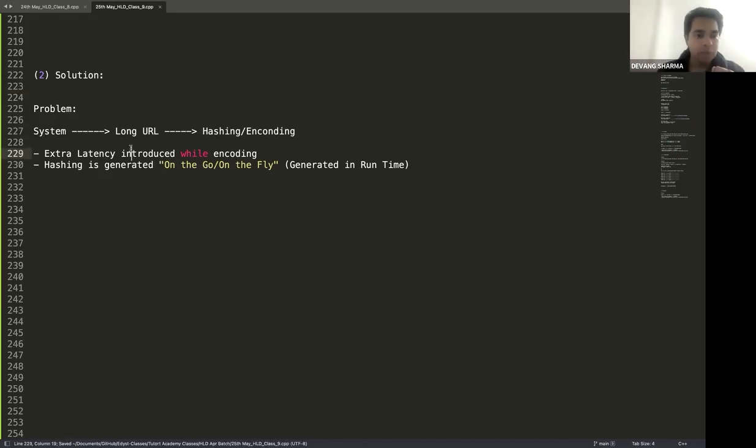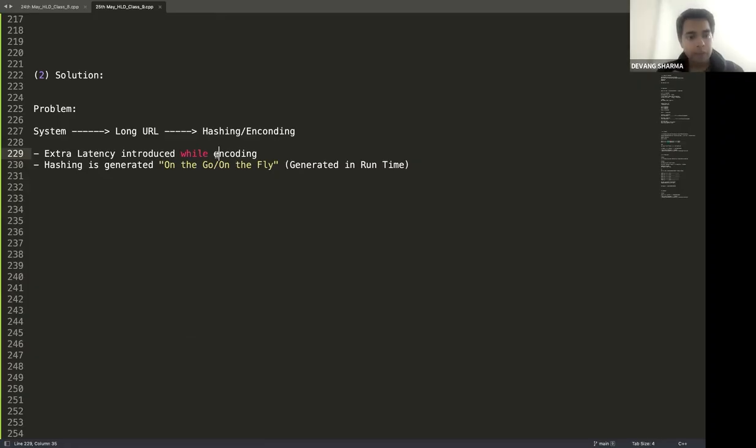The root cause of this problem is hashing. I am doing the hashing. Since I'm doing the hashing, that's why I need to wait a long time, or basically on the go or on the fly, and that's why the latency is introduced. All agree with this part first. The root cause is hashing. There is no other root cause of this. If there is no hashing, there is no latency. Okay, that is part one.